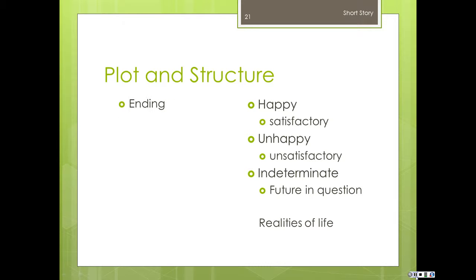We also need to consider, partly with the element of surprise, how we end our story. We call it a happy ending, but that means it's satisfactory. And remember, we're resolving the conflict for the protagonist. So it is a satisfactory resolution for the protagonist. Is it unsatisfactory? Or is it indeterminate? That doesn't mean that the story doesn't have an ending to it, but it means that we have to consider what will happen in the future. It's important to look at stories this way because all of our conflicts do not resolve satisfactorily. The reality of life is that we often have unsatisfactory and indeterminate endings for stories and for events.